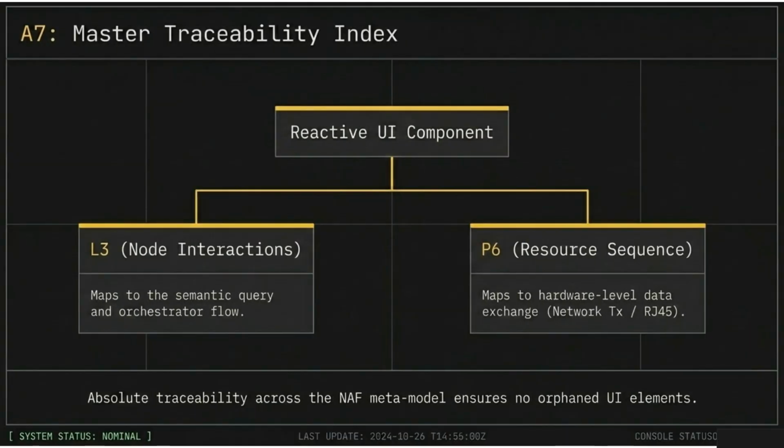The master traceability index ensures absolute traceability for every reactive UI component. L3 maps to semantic query and orchestrator flow, while P6 maps to hardware-level data exchange, preventing orphaned UI elements.